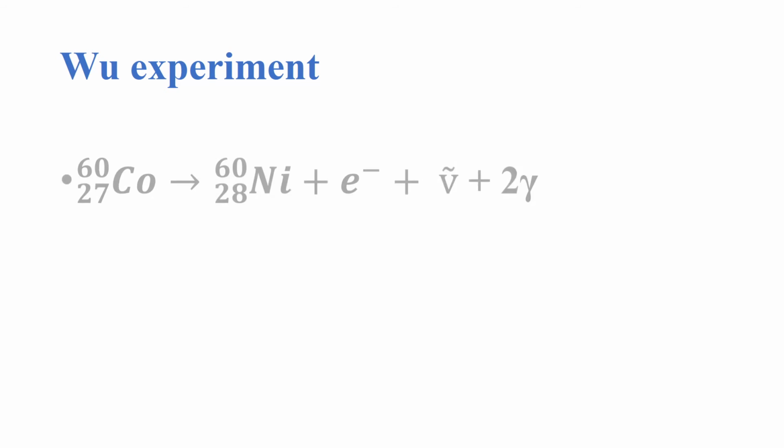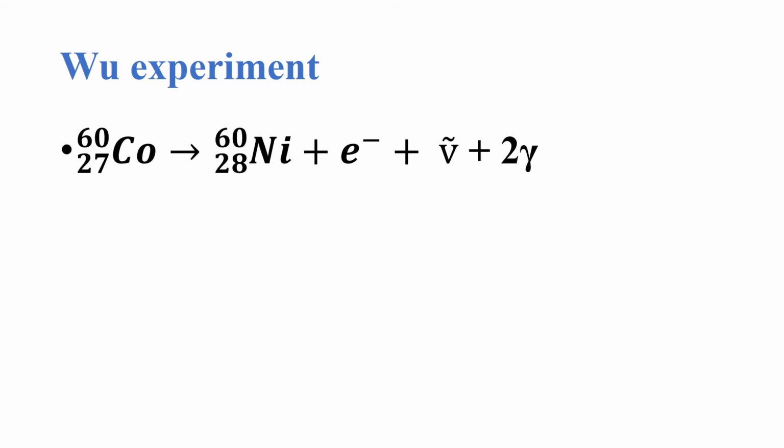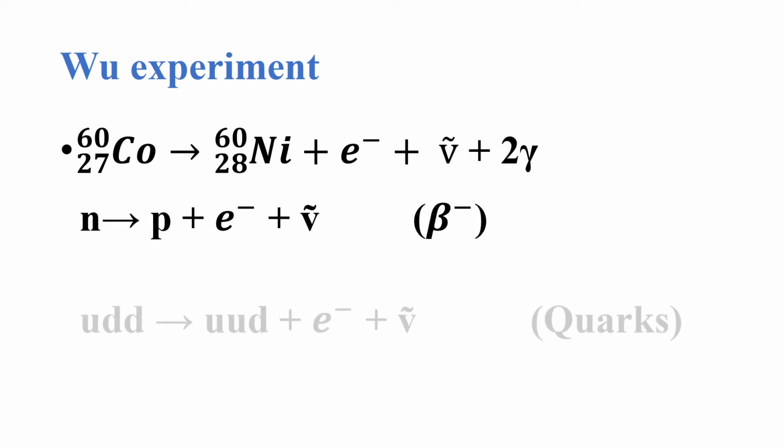So what was actually the Wu experiment? Wu experimented on cobalt-60, which decayed to nickel, giving an electron and an antineutrino. The nickel was in an excited state, so when it returned to the normal state, it released photons. So cobalt-60 converts to nickel, an electron, an antineutrino, and a photon. What is actually happening is a neutron from the cobalt is converted to a proton, which is present inside the nickel, and an electron and an antineutrino. So this is the beta negative decay.